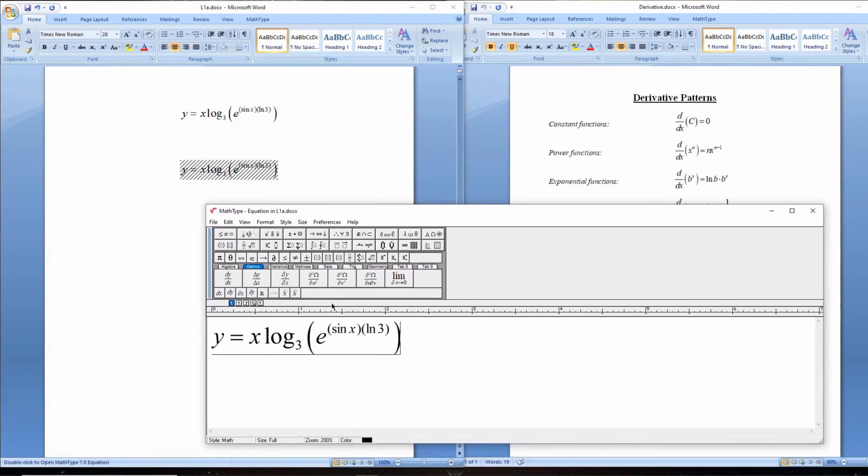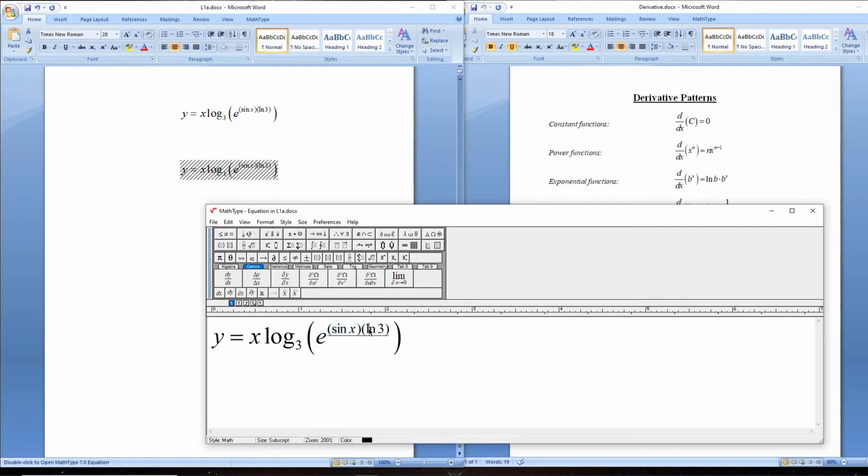So let's look at this and see what we have. We have a function here, a power function, multiplied by a log function. So that means product rule. And then we see inside the log function is another function. So this is a composite here. And we see there's an exponential inside the log. And inside the exponential is a trig function.